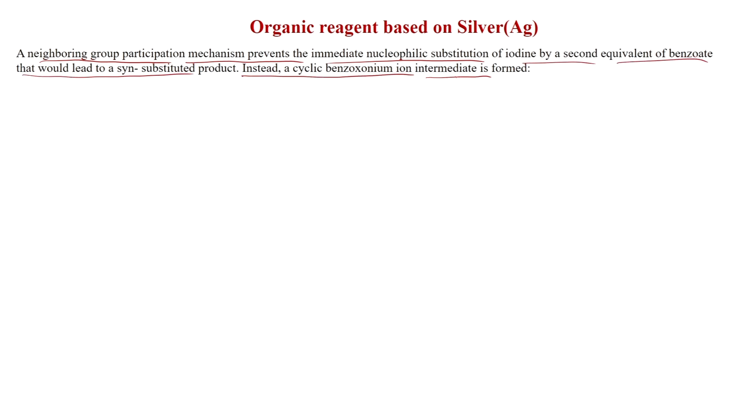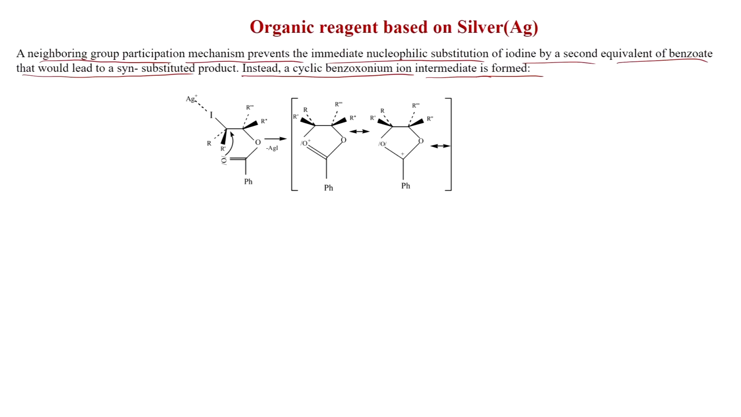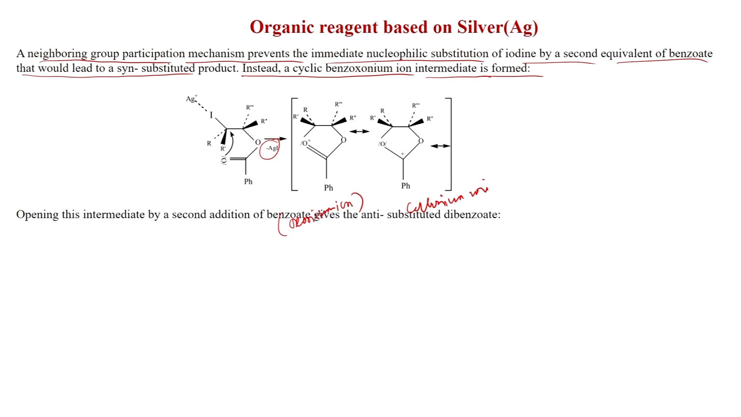Instead, a cyclic benzoxonium ion intermediate is formed. So, here also the neighboring group participation happens because the neighboring group is within the molecule. The reaction will always be faster when there is a neighboring group, and after silver iodide elimination you get this oxonium ion. So, similar to the Woodward reaction, you get the oxonium ion and this will be in equilibrium with the carbonium ion.